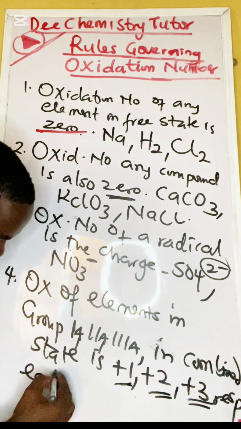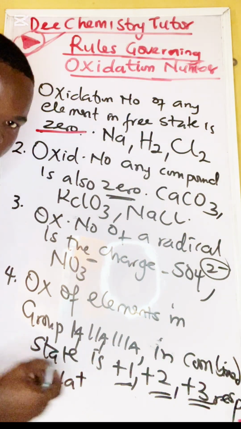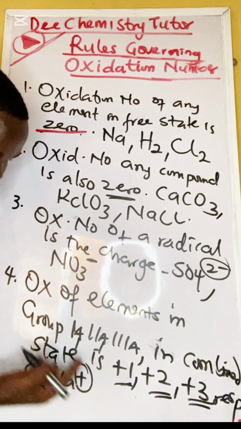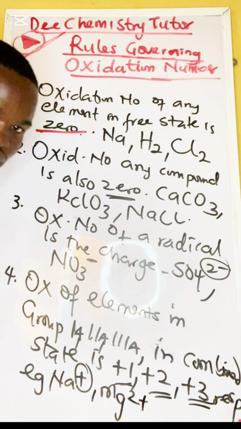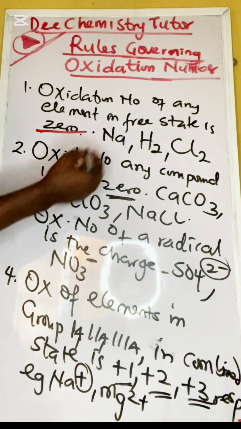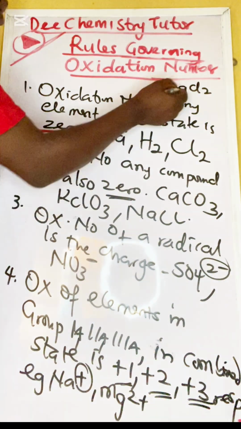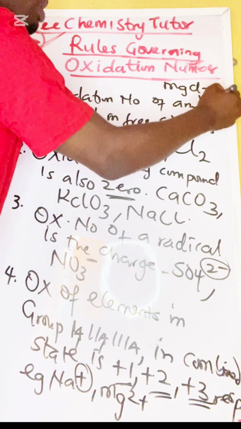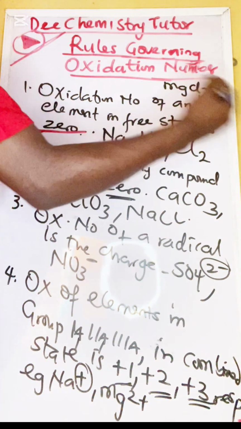Now, what do I mean? E.g., Na+. This is the combined state of this guy, so there will be plus here. Mg2+. That's the way it exists, okay? In combined state. Because what do I mean by combined state? Let's say I have MgCl2. This is combined. So the oxidation number of magnesium in this combined state is +2. Do you understand? Because it will exist as Mg2+.